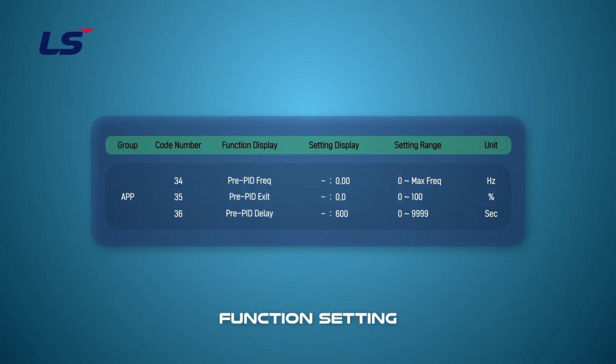However, if the feedback value does not reach the level set in APP35 during the time set in APP36, a pre-PID fail trip occurs. Please be careful not to set the time in APP36 too short or set too high.